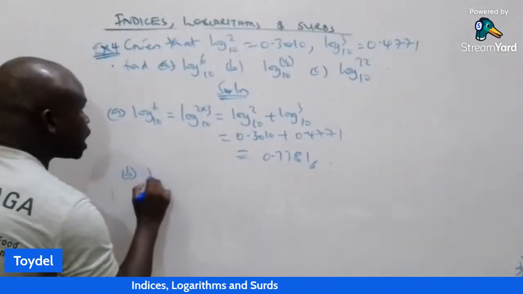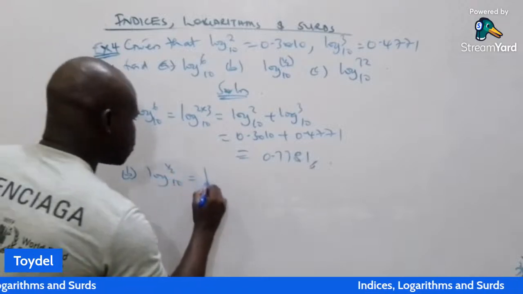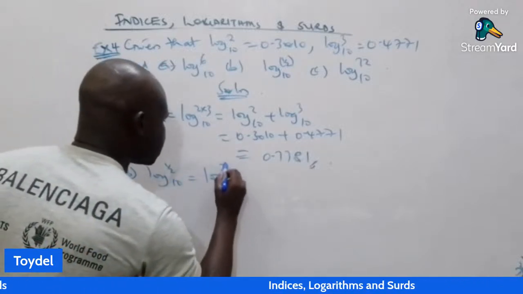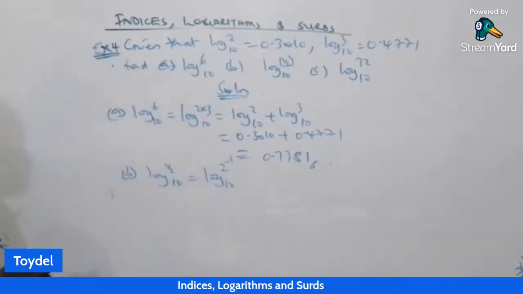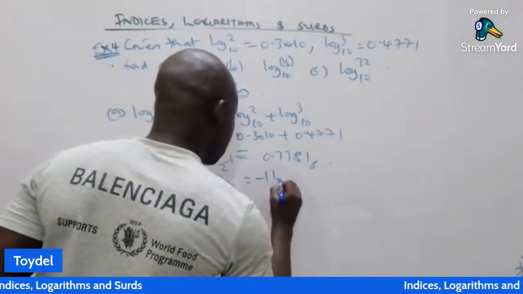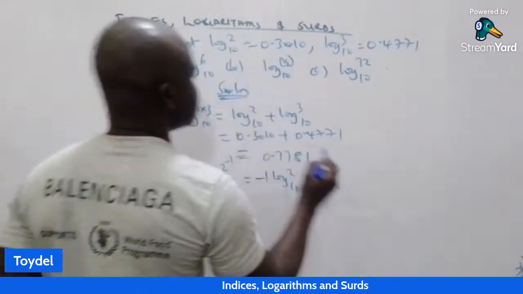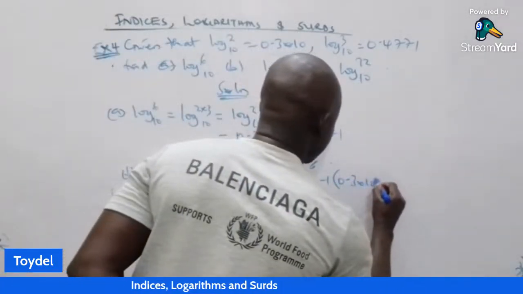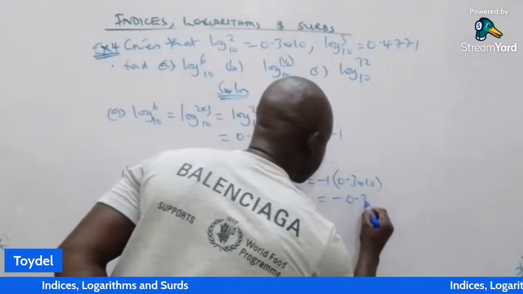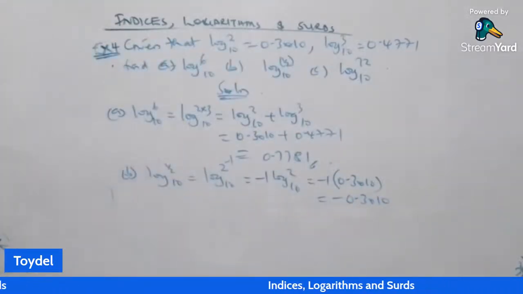Okay. The second one, I have log of a half to base 10. Of course, I can change this to log 2 raised to power minus 1, base 10. This is possible from the laws of indices. Then this minus 1 can come down, so that I'm going to have minus 1 times log 2 base 10. What is log 2 base 10? It is 0.3010, so I'm going to get minus 0.3010, and that's the answer.